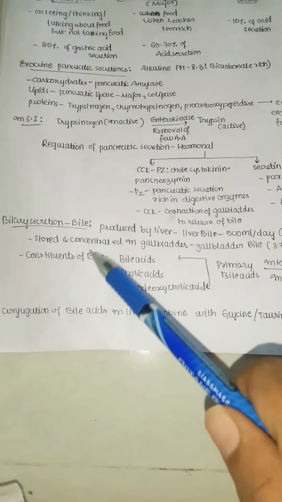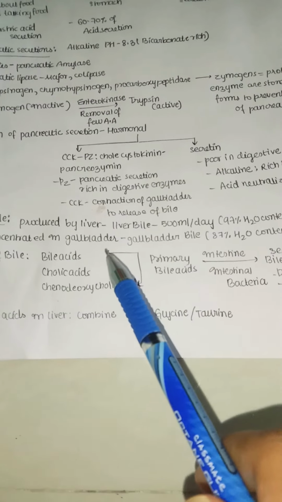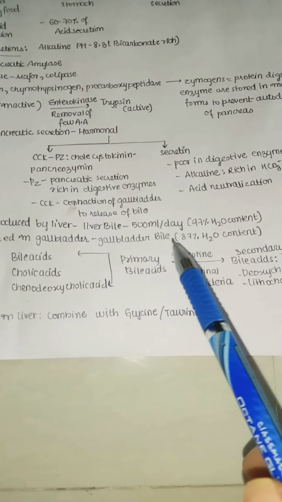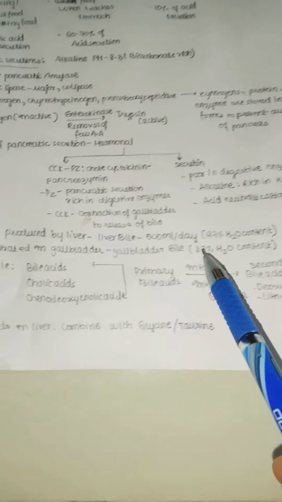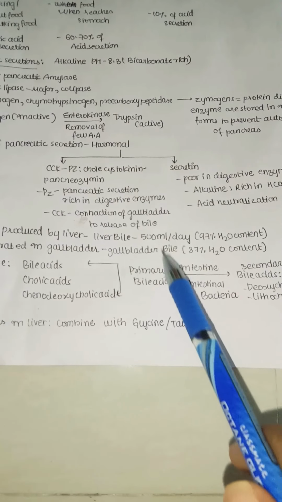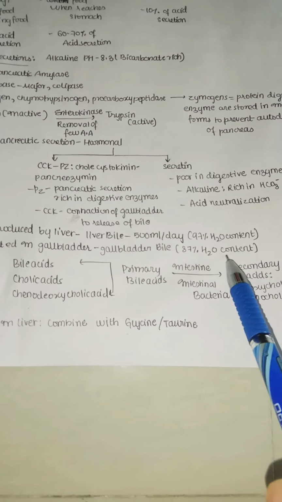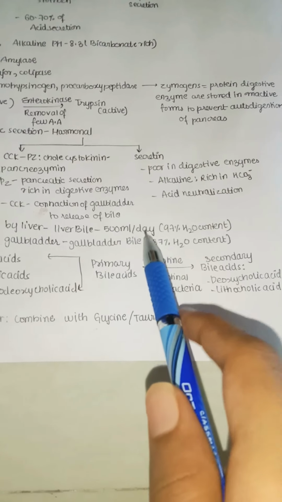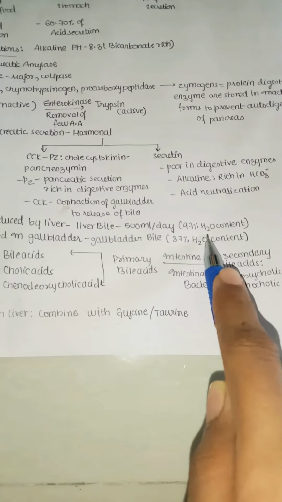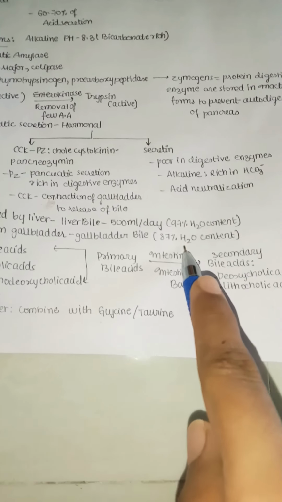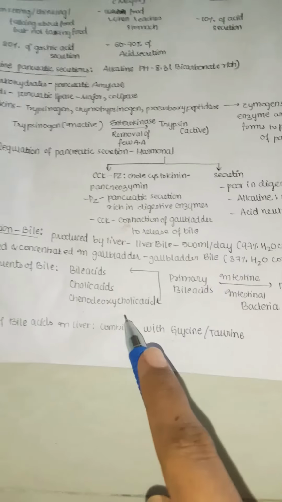Now we will move to biliary secretion, that is bile from the liver. Produced by the liver, it is called liver bile. Remember, it is about 500 milliliters per day, with 97% water content, and it is stored and concentrated in the gallbladder. Then it is called gallbladder bile. It has 87% water content. That is why we say it is concentrated in the gallbladder, because the water content is decreased. In the liver it is 97% water, but in gallbladder bile it is 87% water content, because most of the water is reabsorbed by the gallbladder.